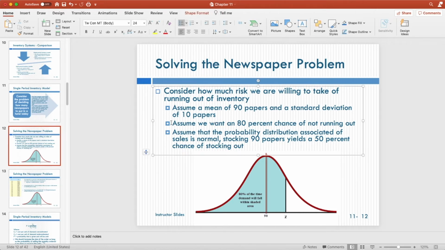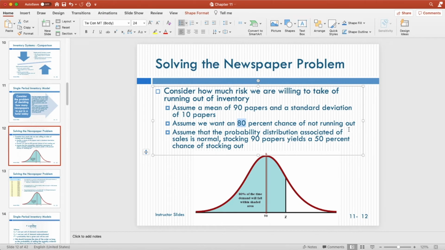So suppose that we want to have an 80% chance of not running out. In this simple case, let me directly tell you that we want an 80% chance of not running out. Later, in more complicated cases, we will calculate this specific number based on some other criteria. But let's do it step by step. In this easy example, I directly tell you that we want an 80% chance of not running out. Then my question is very straightforward.